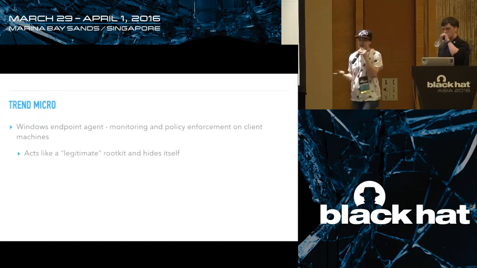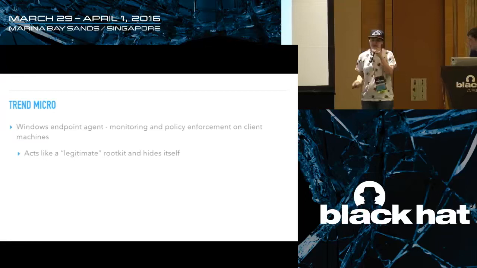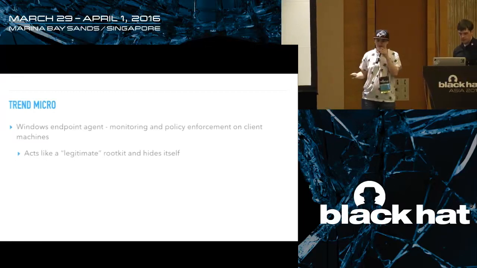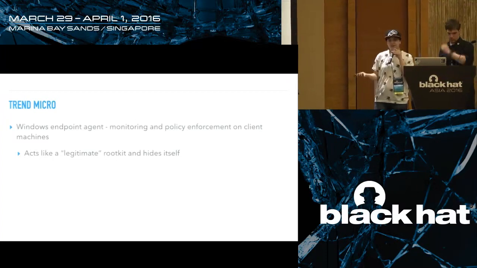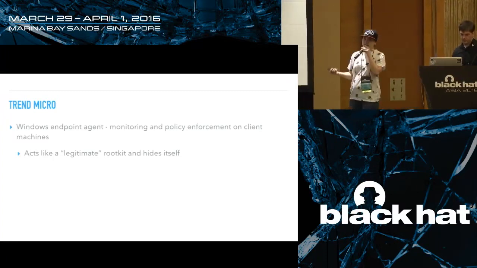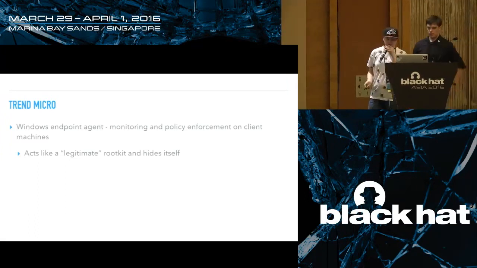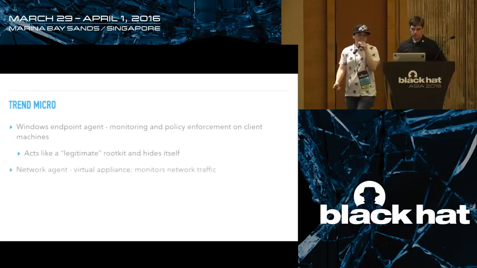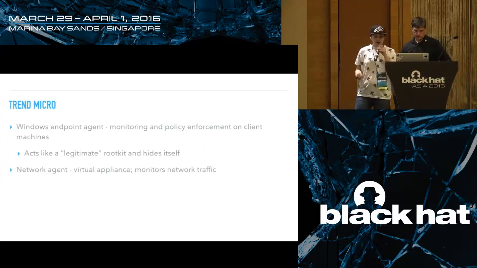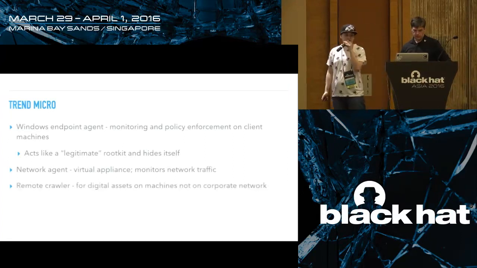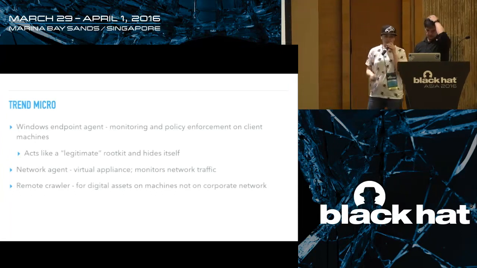I guess the justification there, not that I can read the minds of people at Trend Micro, is that if somebody is actively trying to disable the DLP, it would make it more difficult for them to do. But it's also a little bit concerning because if there is an issue with the agent, that's going to make it a lot harder to observe. There's also a Network Agent. It's a virtual appliance, and you use that, obviously, to monitor network traffic. And there's also a remote crawler, and that's for digital assets for machines that are not on the corporate network.